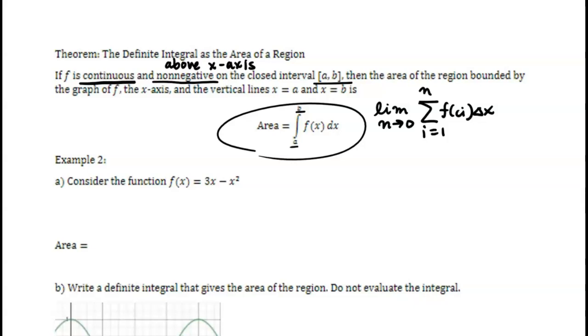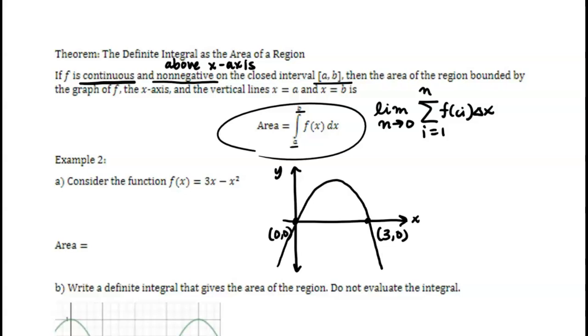So let's think about the function 3x minus x squared. This is a parabola that opens downward. It has x-intercepts at (0, 0) and (3, 0). This parabola looks something like that. This region here, between 0 and 3, that is above the x-axis, so that is non-negative.